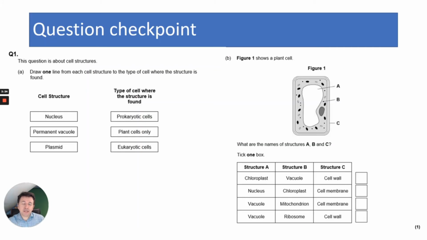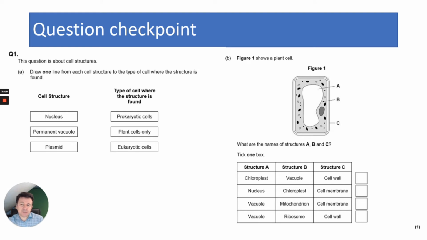Okay, here's a question checkpoint. So this is a bit different to my other videos. What I'm going to ask you to do is to have a look at these questions, and I'd like you to pause and actually answer the questions yourself before moving on to look at the answers. So if you're going to do that, pause now. Okay, so let's have a look.